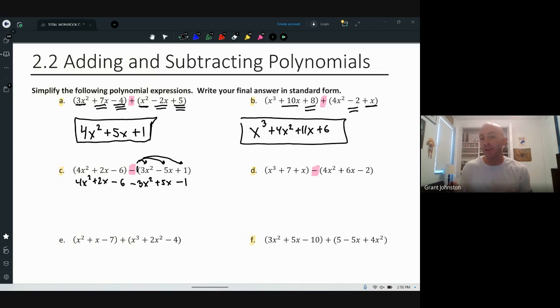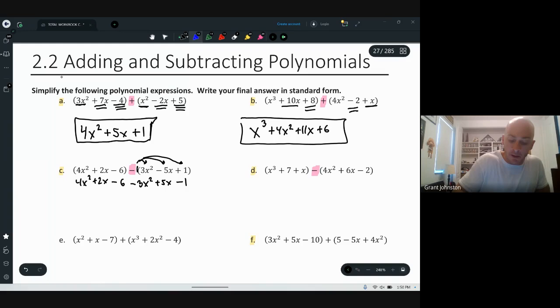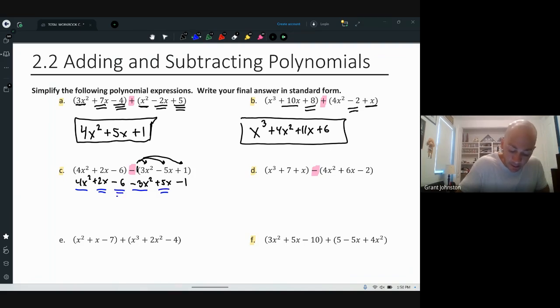When you have subtraction, you don't have to do what I just did there. You could just subtract them in a similar fashion to the way that we added in A and B, although sometimes it can get a little messy with subtraction. So my suggestion is to do this sometimes. Now we can just combine like terms like normal. Maybe I'll underline them in blue this time. The 4x squared can combine with the negative 3x squared. The 2x can combine with the 5x. And the negative 6 combines with the negative 1.